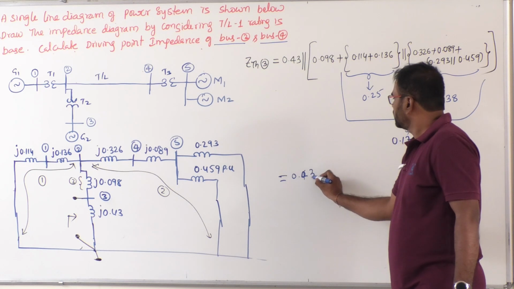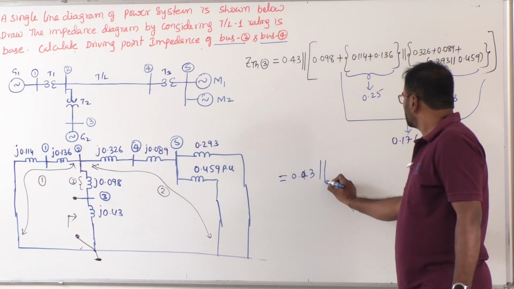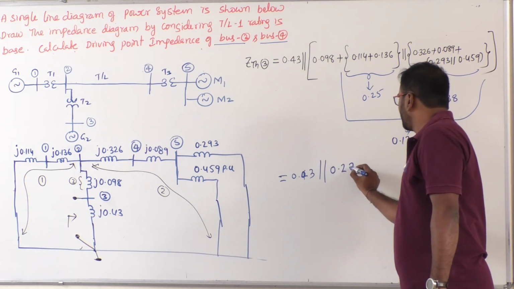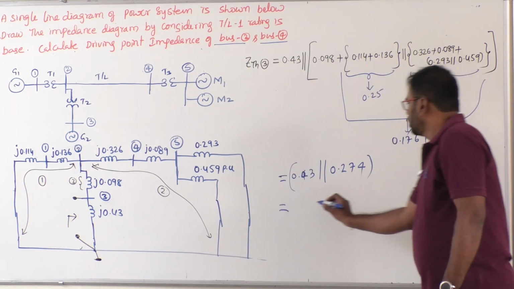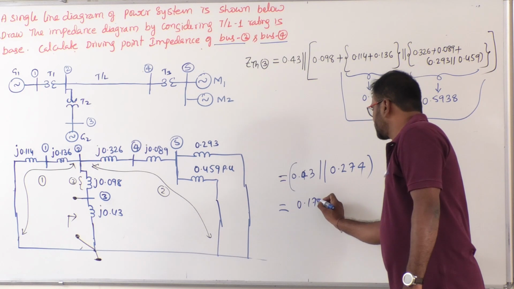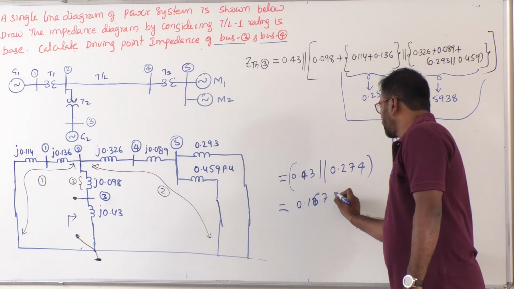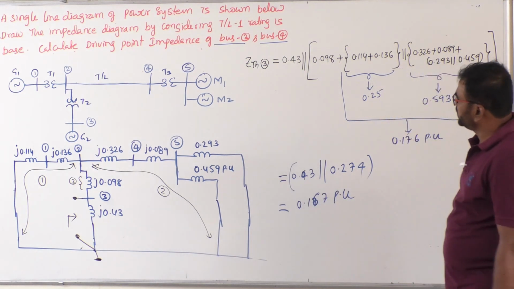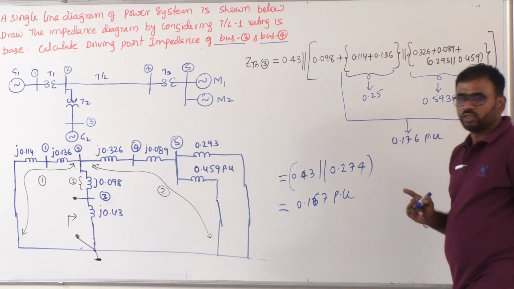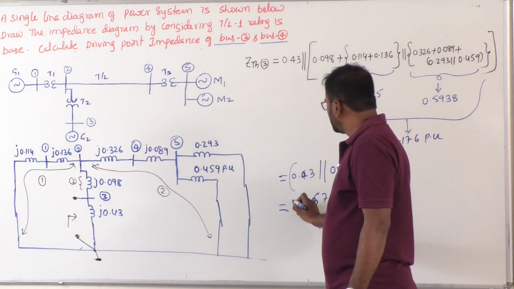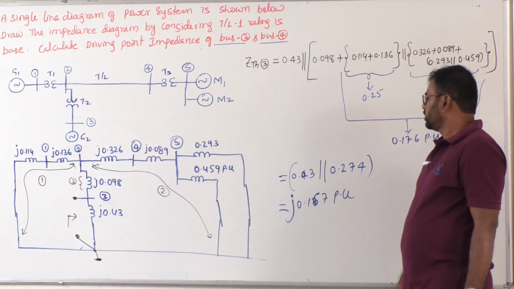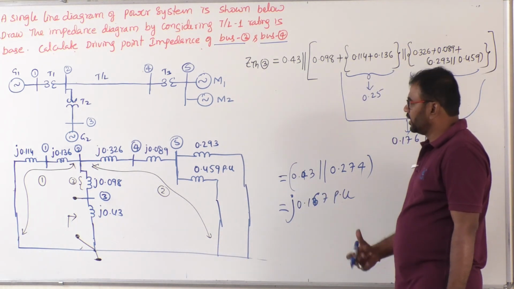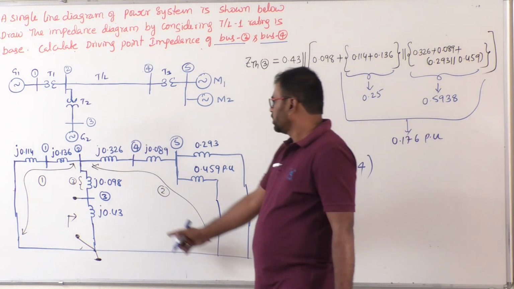So finally we got what? 0.43 parallel with 0.274. So if I solve this, we get 0.167 per unit. But careful sir, this is X Thevenin, not Z Thevenin. So Z Thevenin means what? The J will be coming into picture. At the end you just attach J. Now that is the final driving point impedance of bus 3.